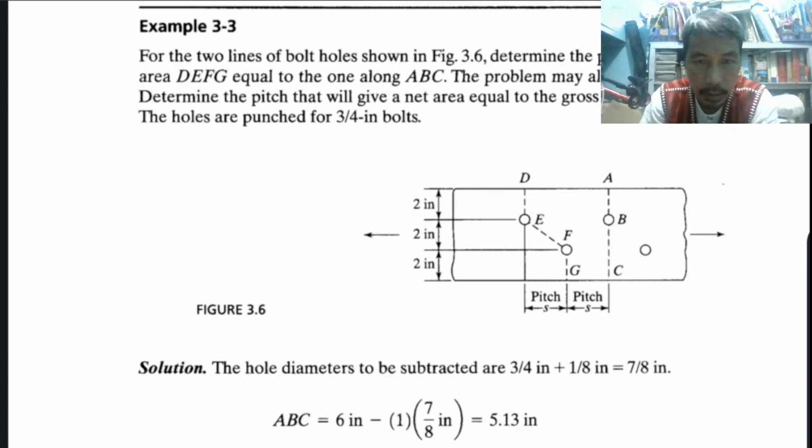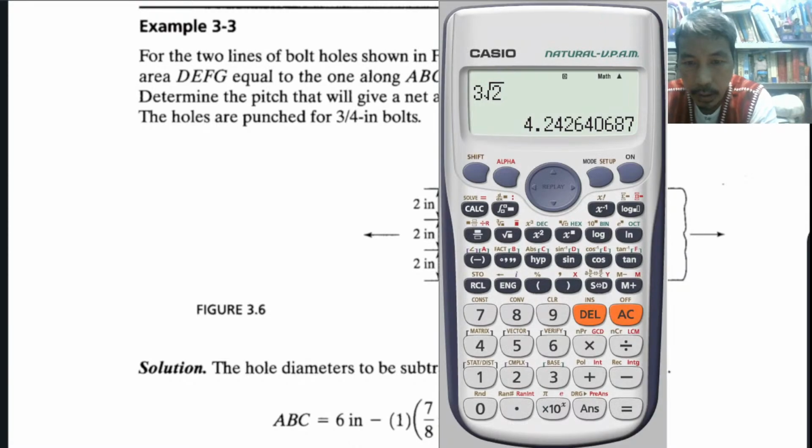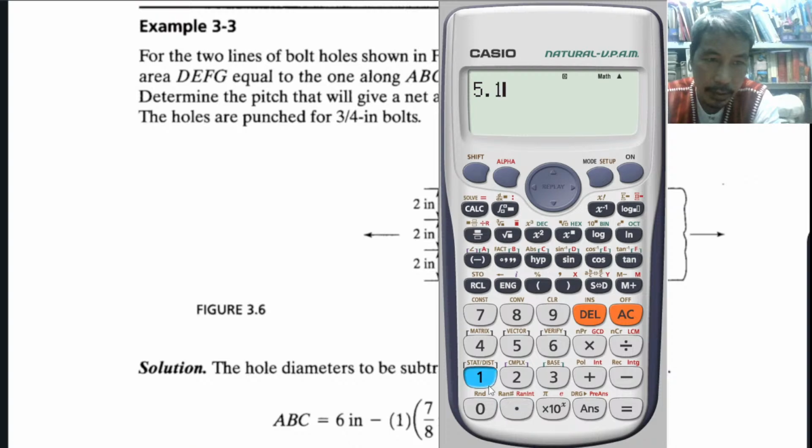So, we have our calculator here. We have 5.13 inches, which must be equal to 4.25 plus S squared over 8. So, we must subtract 4.25. Okay, and then equal sign. This must be equal to S squared over 8.